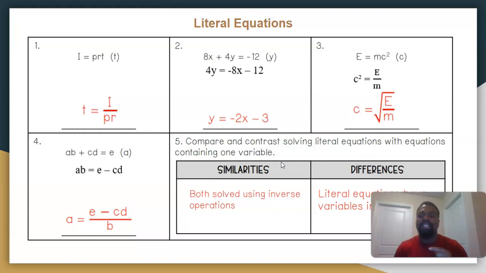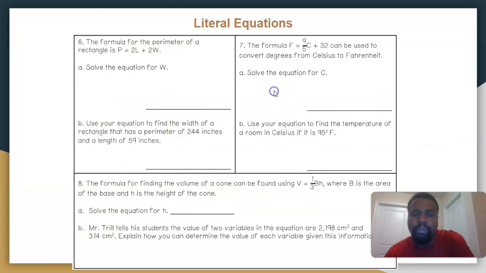You're just rearranging the equation so your desired variable is on one side of the equal sign by itself. Now let's look at these applications here. All right, the formula of a perimeter of a rectangle. We want to solve for W. So in order for us to solve for W, I've got to first move 2L to the other side.